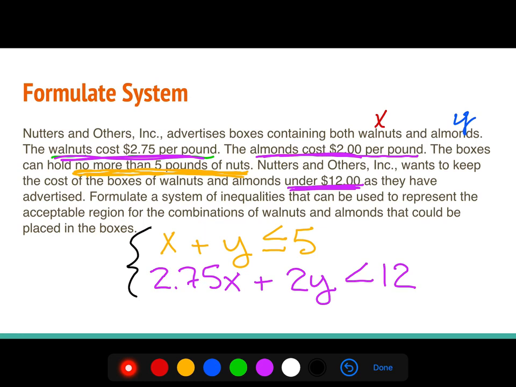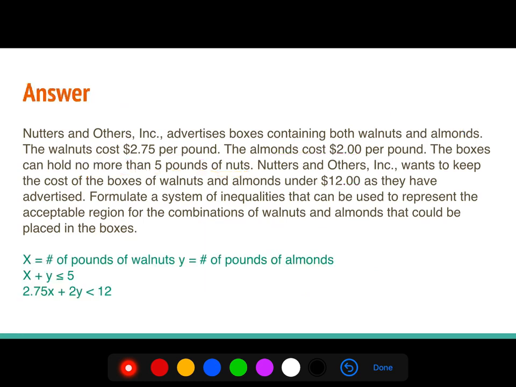Well, look at that. We have 2 inequalities. Inequalities are like an equation except they have an inequality sign, and our 2 variables, x and y. We have formulated our system of linear inequalities.